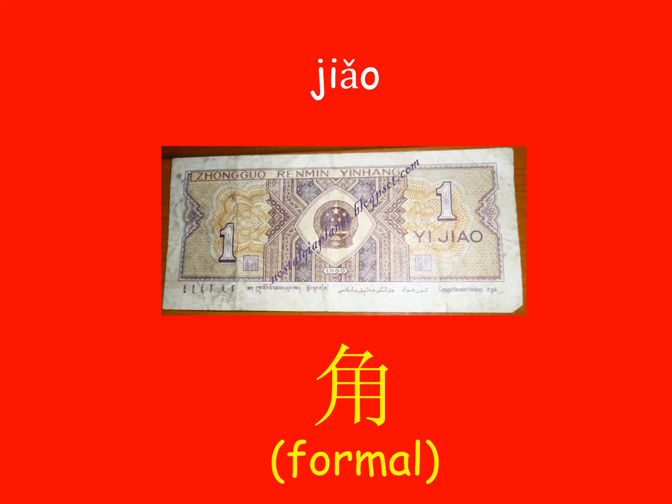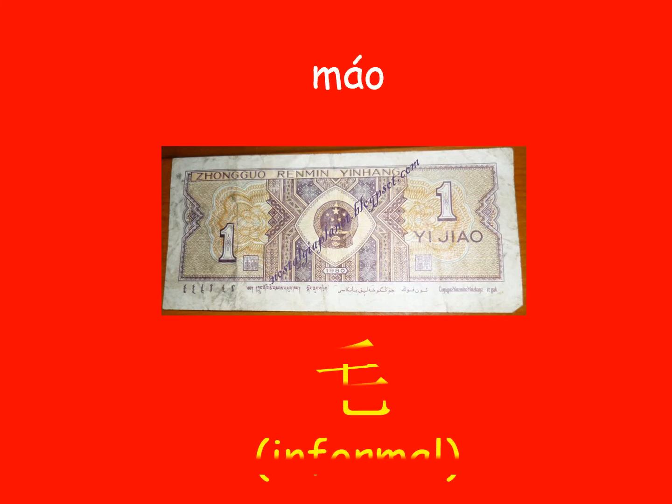There is a less formal way to say jiao as well, which is mao. Mao also means fur, F-U-R. So 1 mao or 1 jiao. This is less common nowadays. So we got 1 yuan equals to 10 jiao and 1 jiao equals to 10 fen. So fen is the smallest unit of the Chinese currency.